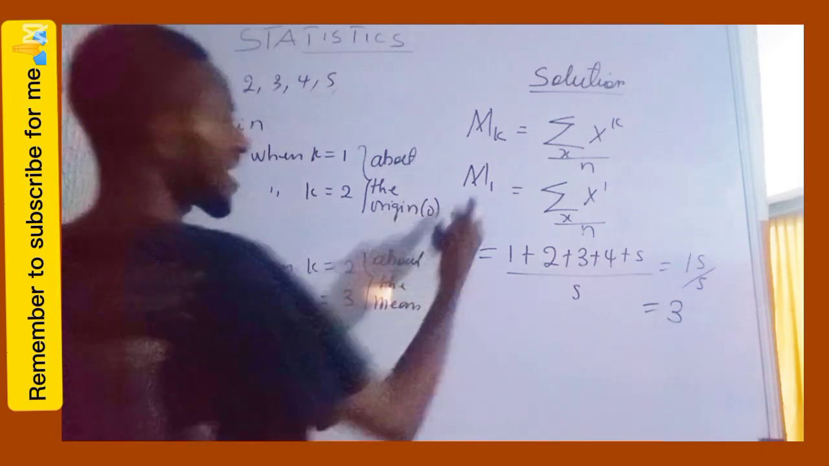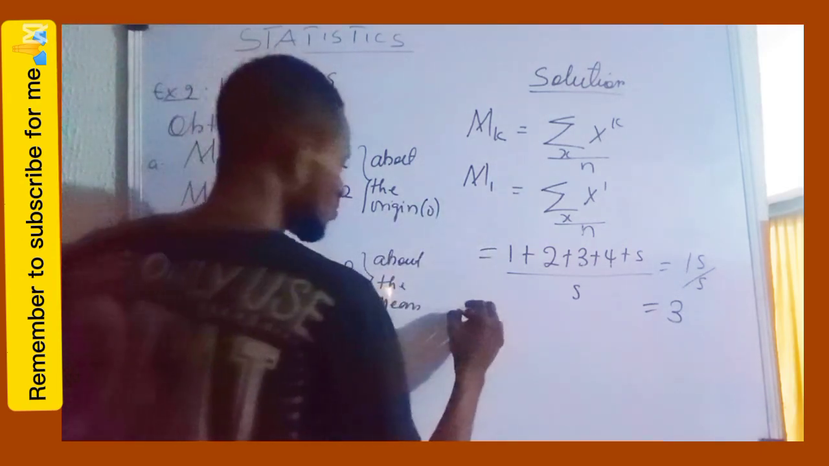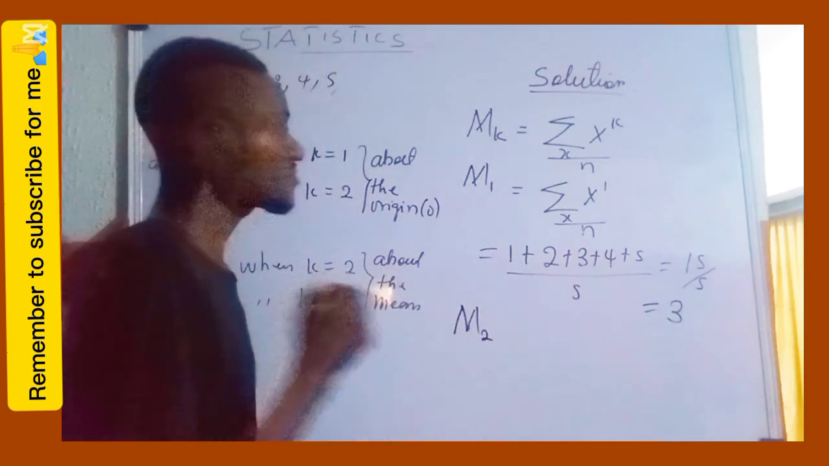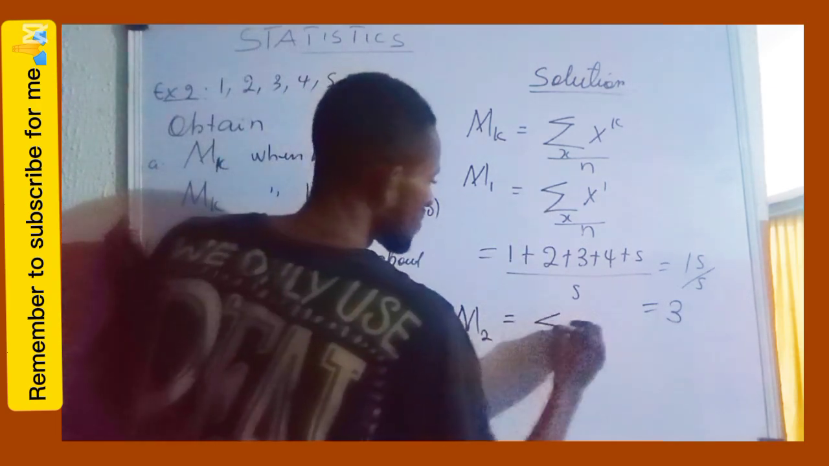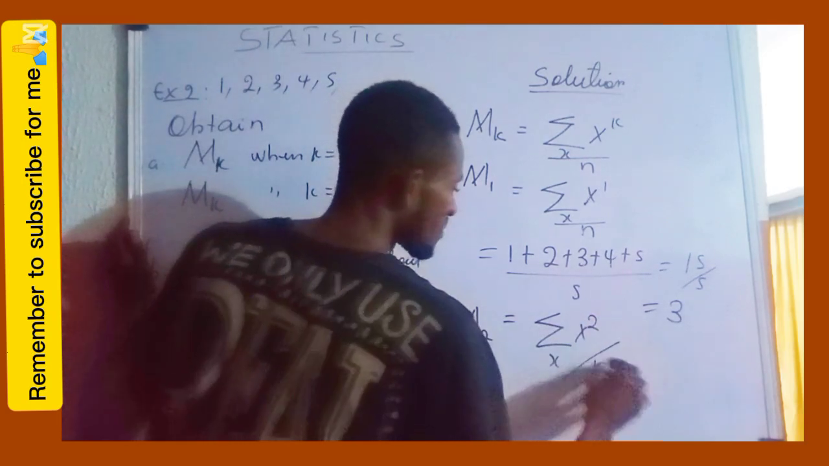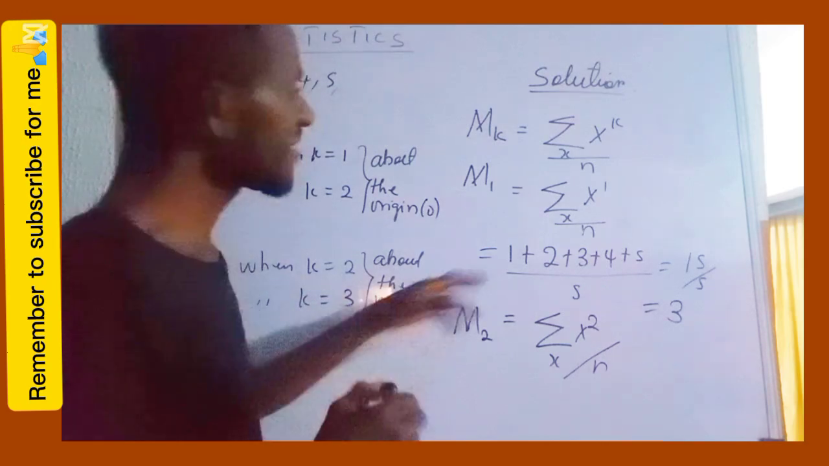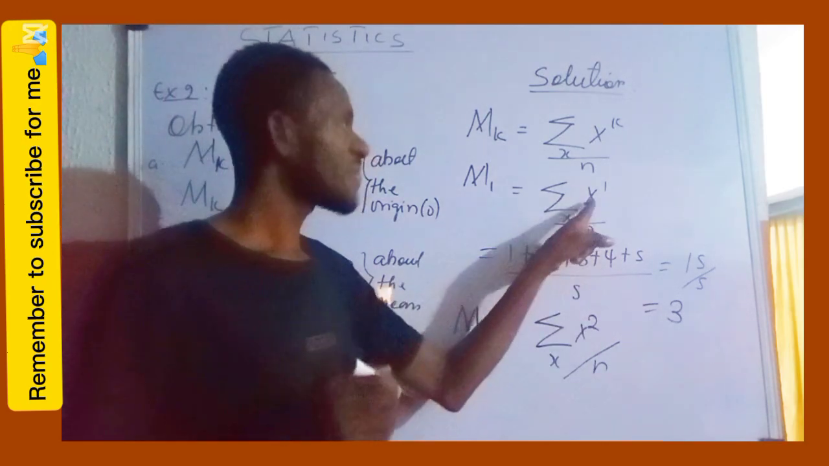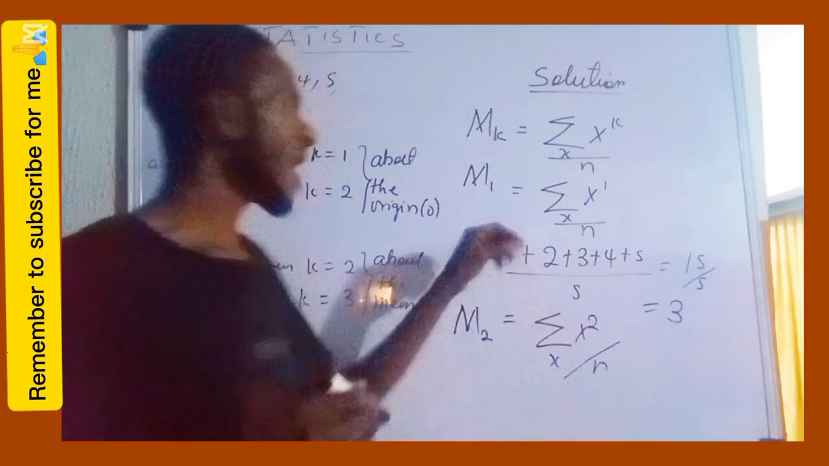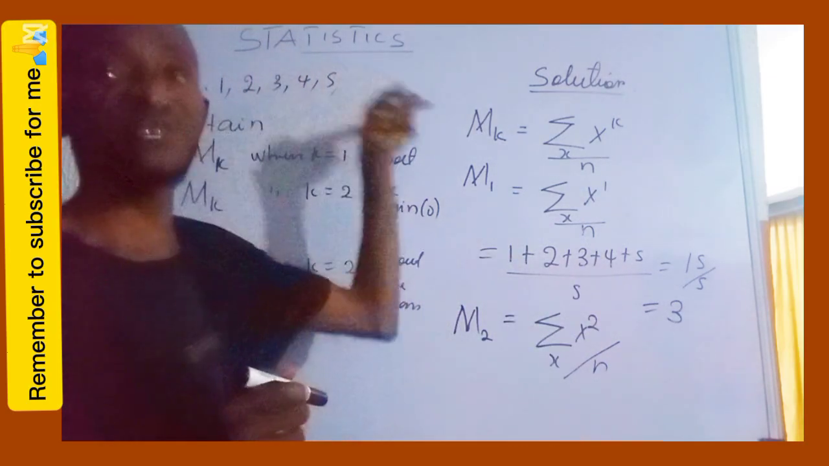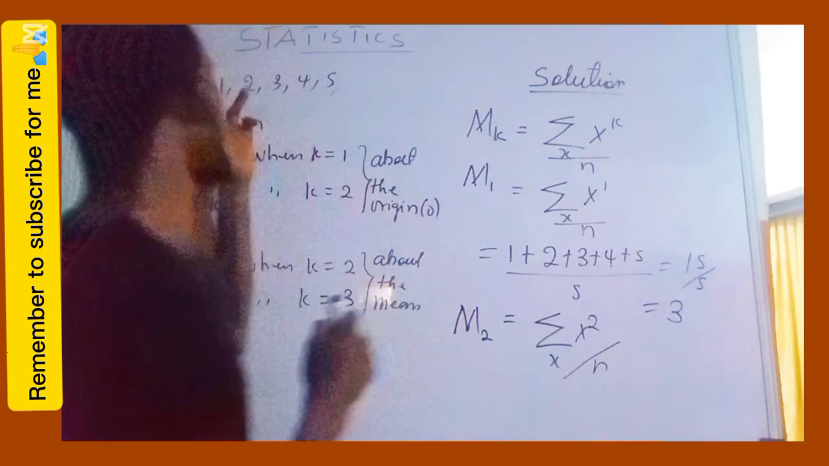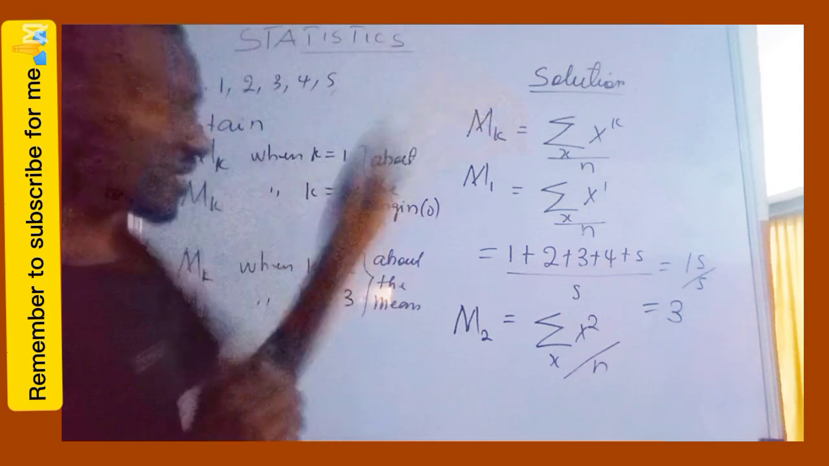For us to find when K is 2, we are going to go direct. In place of this 1 here, I'm going to write 2. So what I have becomes M subscript 2, which is the sum over the range of x raised to power 2 all over N. The only difference between here and here is the power of x: here it is 1, and here it has become 2. So you are first of all meant to square the observations before you sum them and divide by the number of observations. You take 1, you square it, you sum over to the last one.